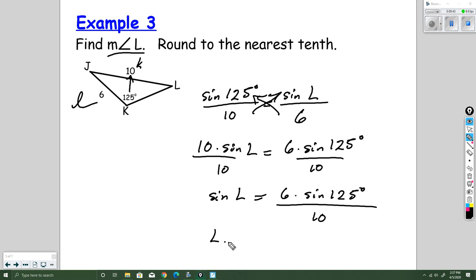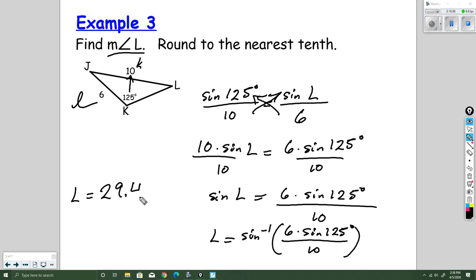Now I'm going to write this as one big fraction. Of course, we could just figure this out and then do inverse sine of that, but I'm just going to write inverse sine of this whole thing here. If we do inverse sine of this whole thing, we get 29.4 degrees. Awesome, we got two more.